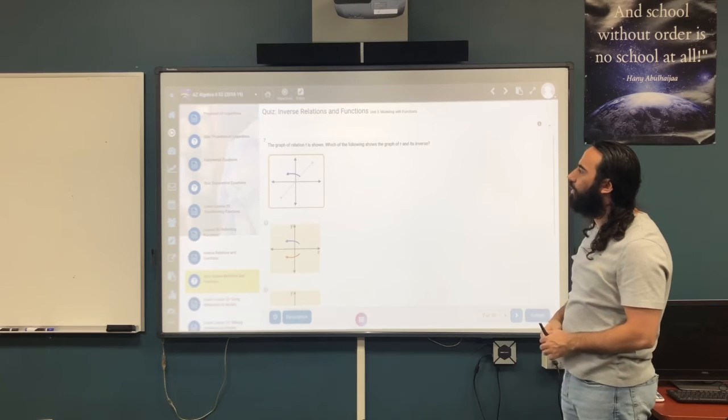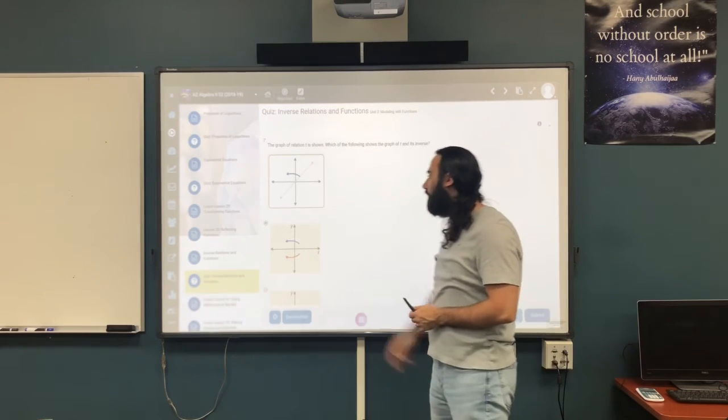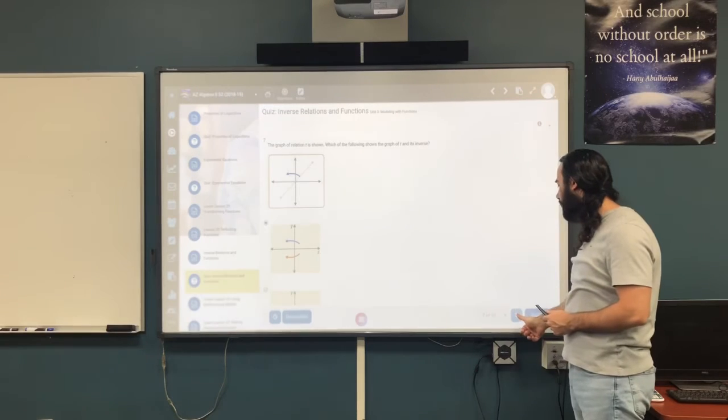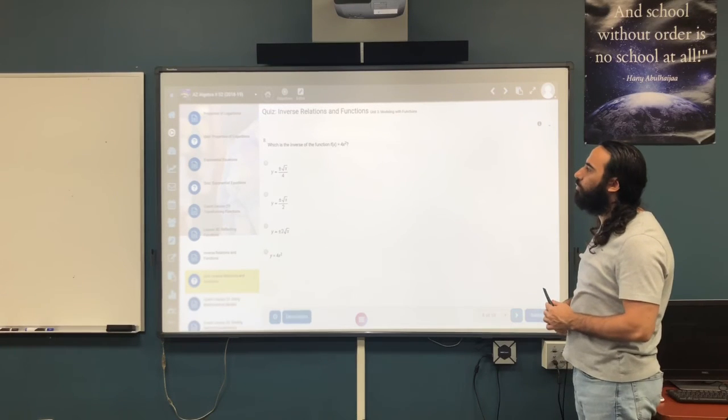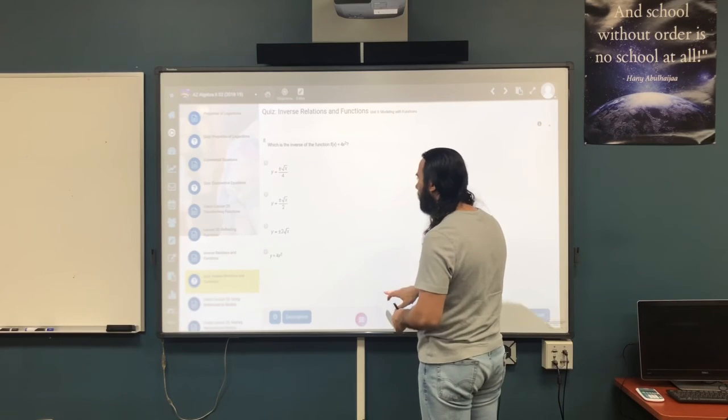Question 7. The same one as we solved. So I'm not going to solve this one. You need to solve it. I'm not going to tell you which one is the answer. Question 8. Which is the inverse of the function? We can solve this one again.